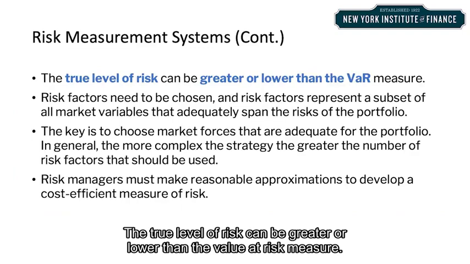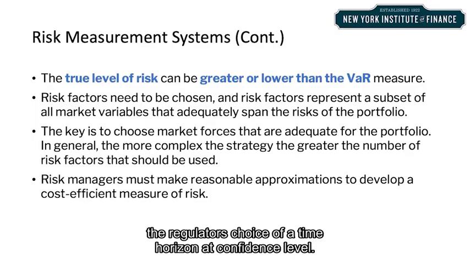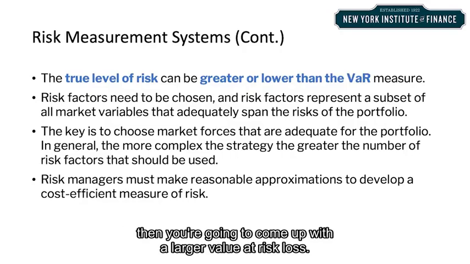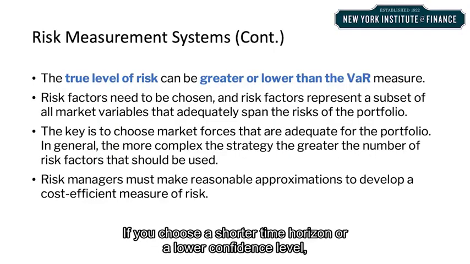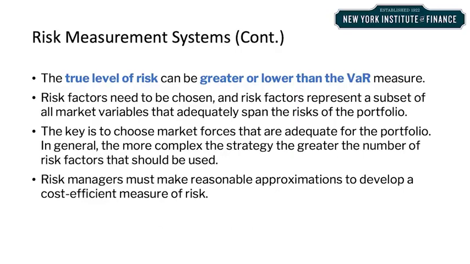The true level of risk can be greater or lower than the value at risk measure. Your risk is based entirely on your choice or the regulator's choice of a time horizon and a confidence level. If you choose a longer time horizon or a higher confidence level, then you're going to come up with a larger value at risk loss. If you choose a shorter time horizon or a lower confidence level, then you're going to come up with a smaller value at risk loss.